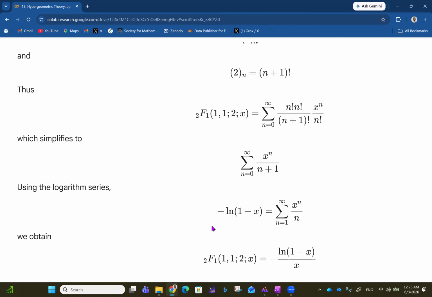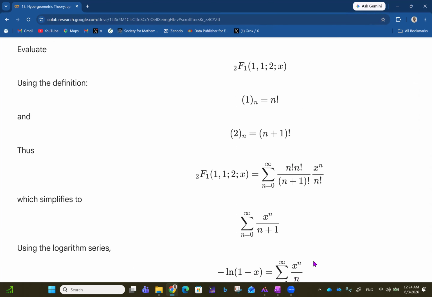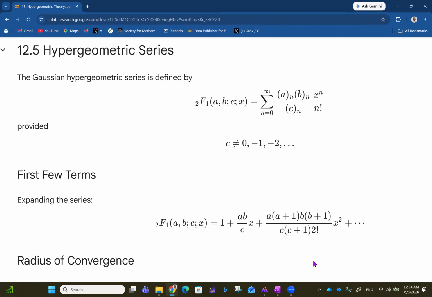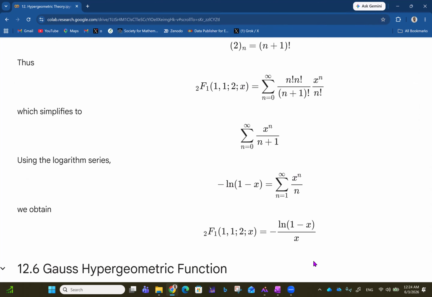So if you use the logarithm series, we have minus ln of 1 minus x. And that is simply the same thing as the summation from n equals 1 to infinity of x raised to n all over n, like this. So in that case, we obtain that 2F1(1, 1; 2; x) will be minus ln(1 minus x) all over x. So that's what we get in that case. So that covers the radius of convergence for the hypergeometric series.